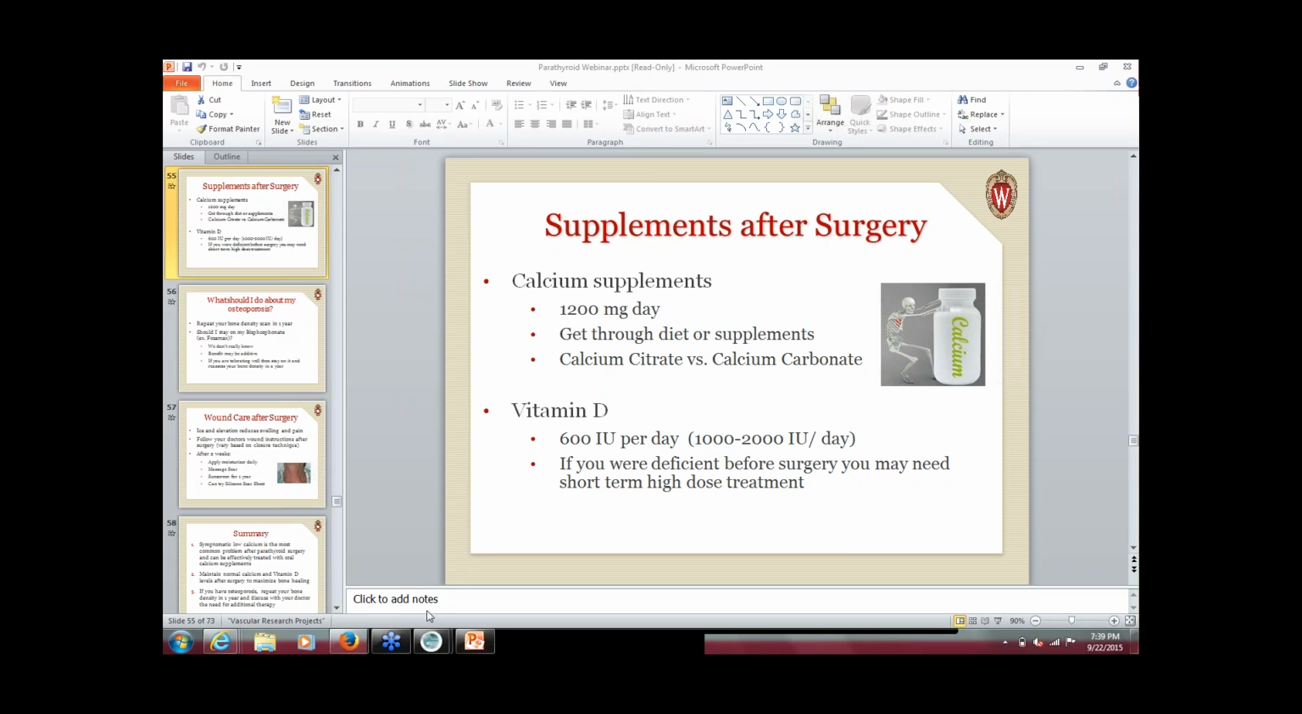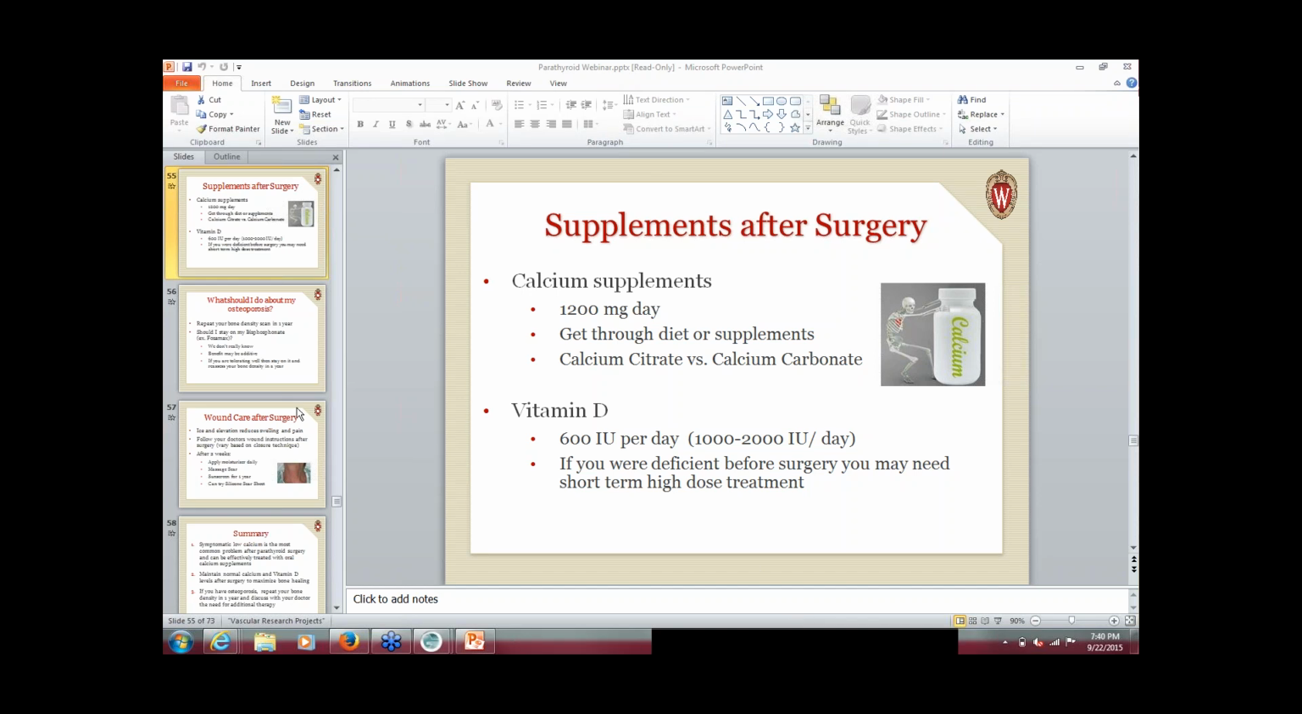Since many patients are deficient coming into surgery, if it's really deficient, it may be that just normal supplementation is never going to get you to the normal range. So if our patients have significantly low vitamin D levels coming into surgery, we typically will do a short-term high-dose treatment, usually of about 50,000 units a couple times a week for a period of 4 to 6 weeks in order to get that supplemented. Once you're in the normal range, that maintenance dose of vitamin D can keep you there for the long term.